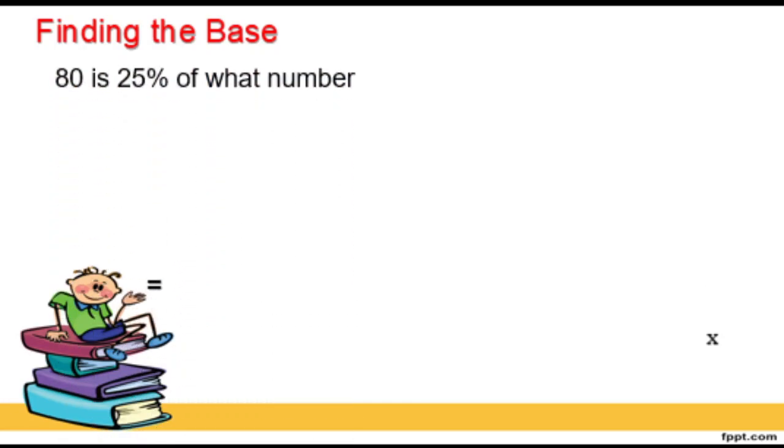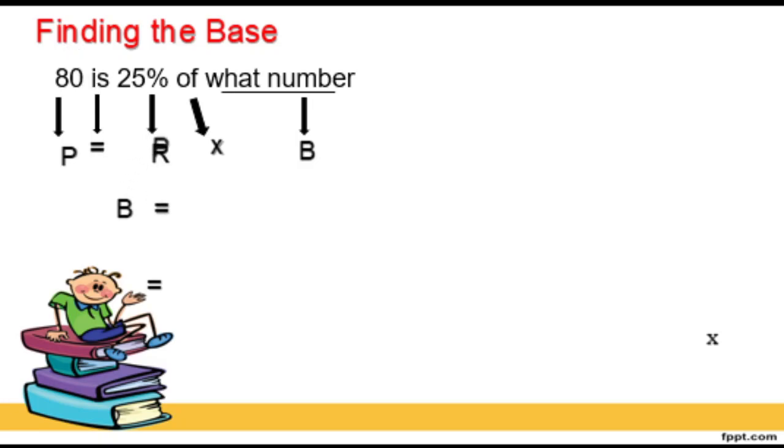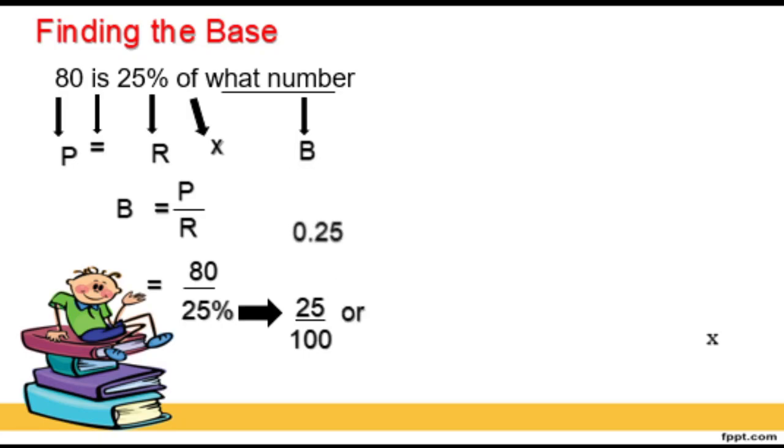Next, so 80 is 25% of what number? So 80 is P. We're identifying is equals, 25% is the rate, of means times, what number is the base. Okay, so that will become B is equals to P over R, and P is equals to 80 and R is 25%. Change 25% to decimal, so to fraction, that is 25 over 100, which is equivalent to 25 hundredths. And then 80 divided by 2500.